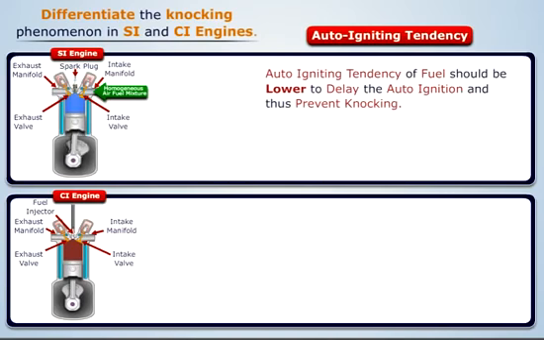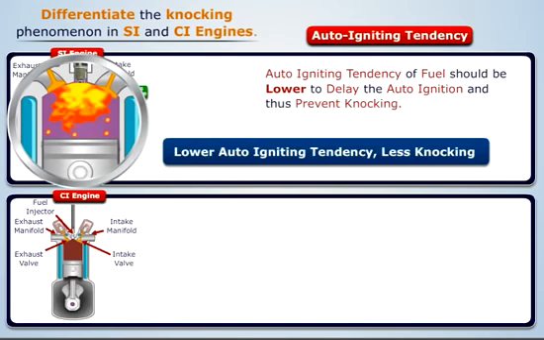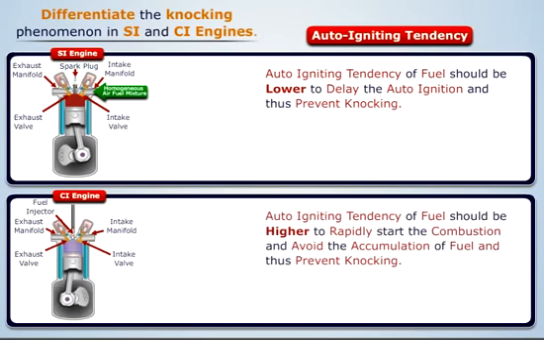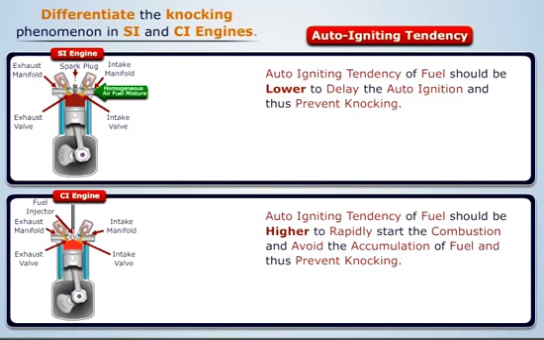In an SI engine, the auto-ignition tendency of the fuel should be lower to delay the auto-ignition and thus prevent knocking. Whereas in a CI engine, the auto-ignition tendency of the fuel should be higher to rapidly start the combustion and avoid the accumulation of fuel, and thus prevent knocking.